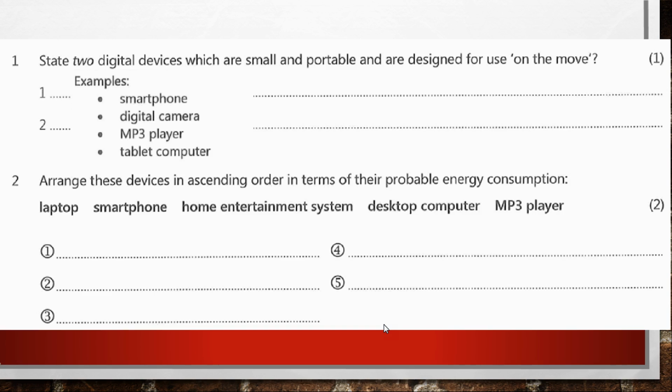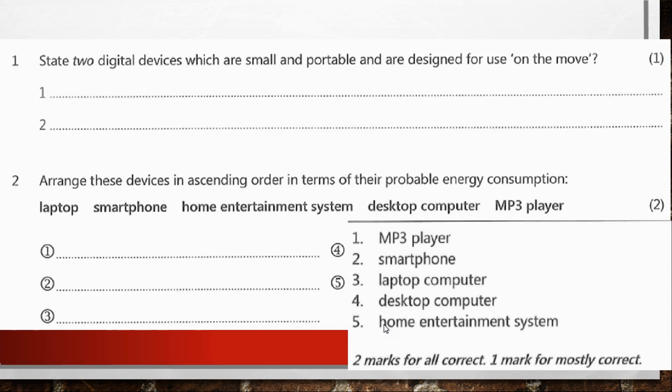Have a go. The answer is MP3 player is the least, then smartphone, laptop, and then a desktop computer, because that's likely to have 2 power cables going in, isn't it, for the monitor and the desktop. Home entertainment is the most: DVDs, you might have Blu-rays, sound systems, amps, all that sort of stuff.